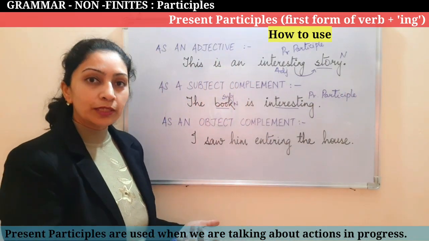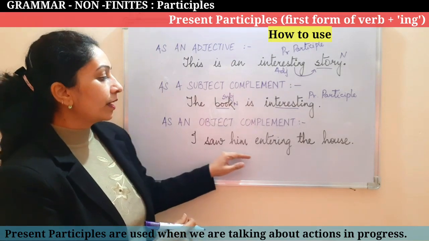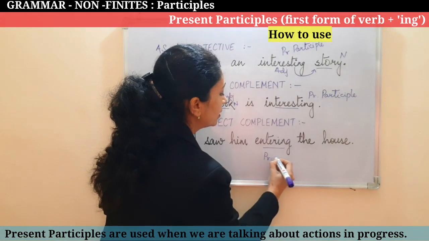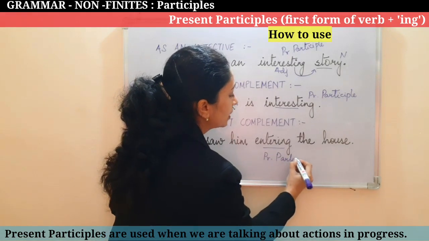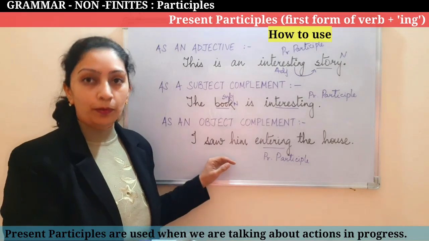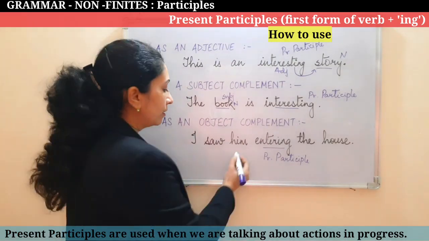Similarly, you have the object complement also. I saw him entering the house. So here entering is also a present participle, but it is acting like a complement to the object. And here the object is him.